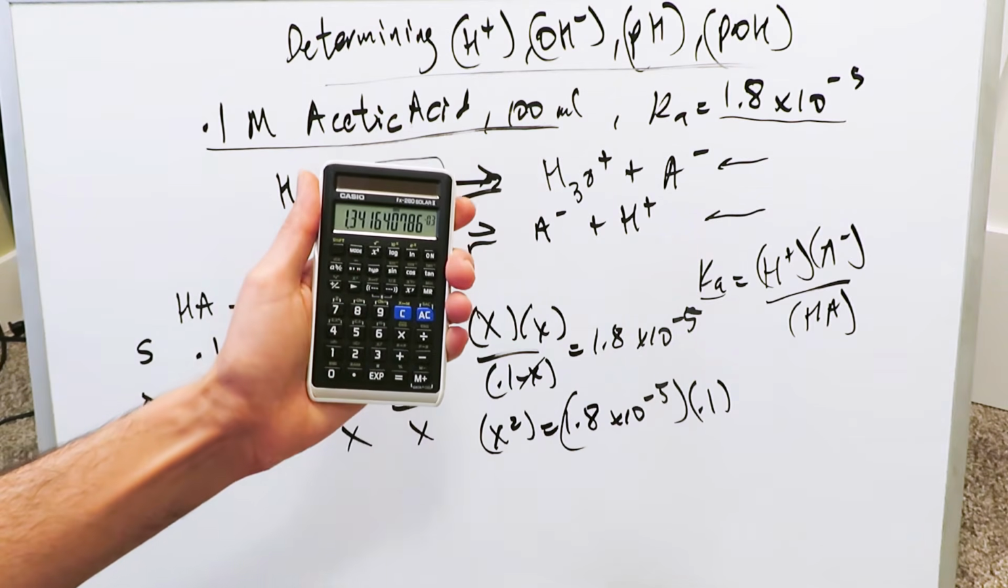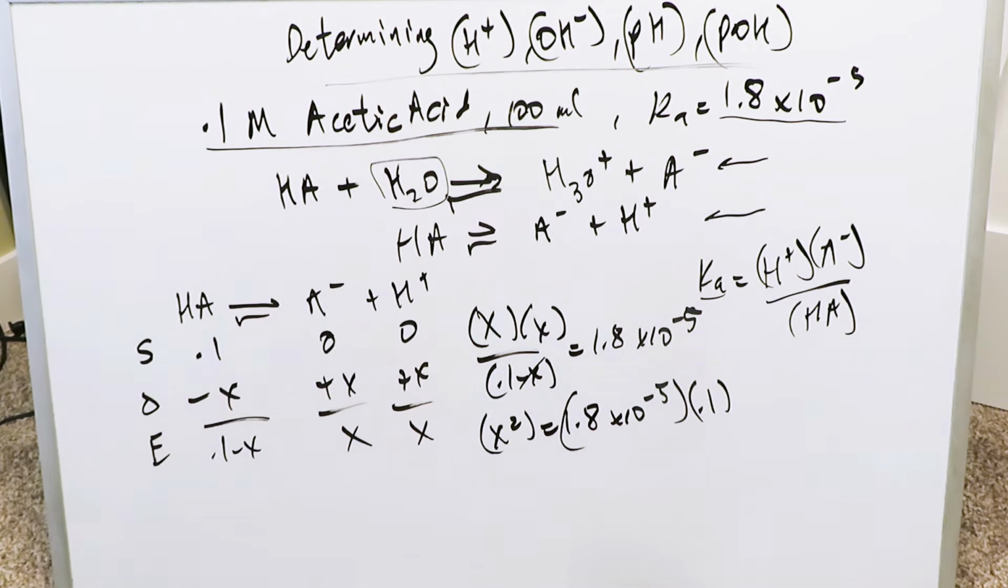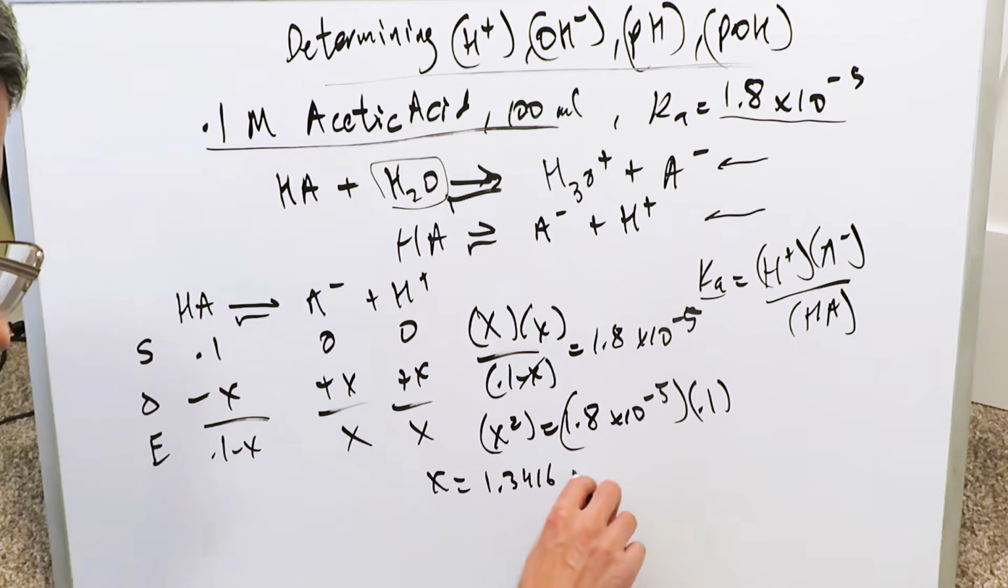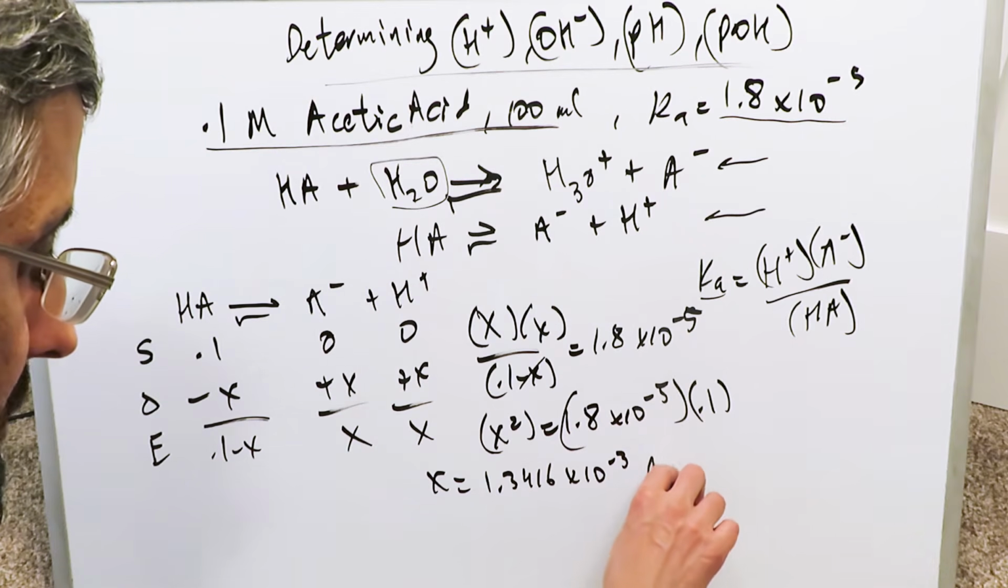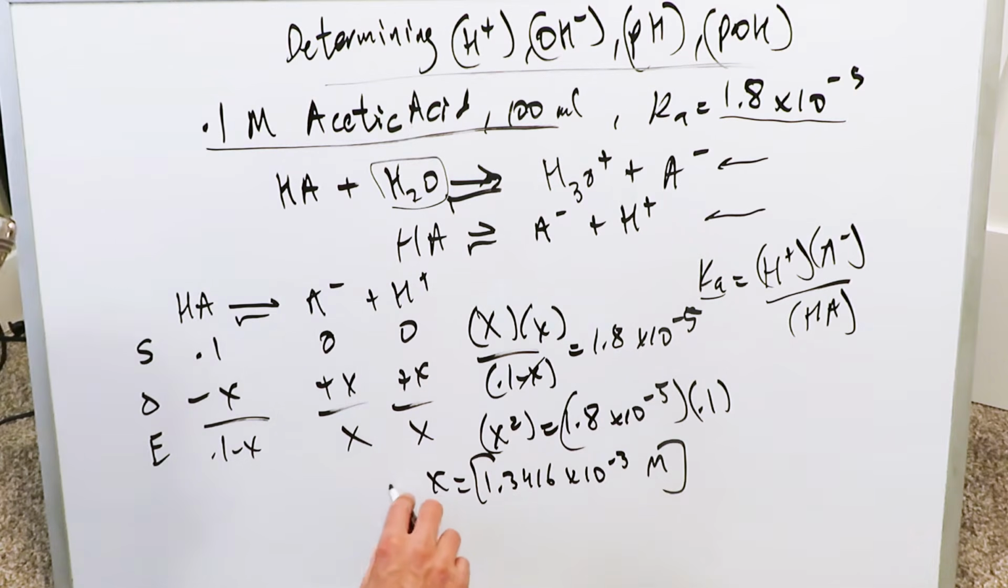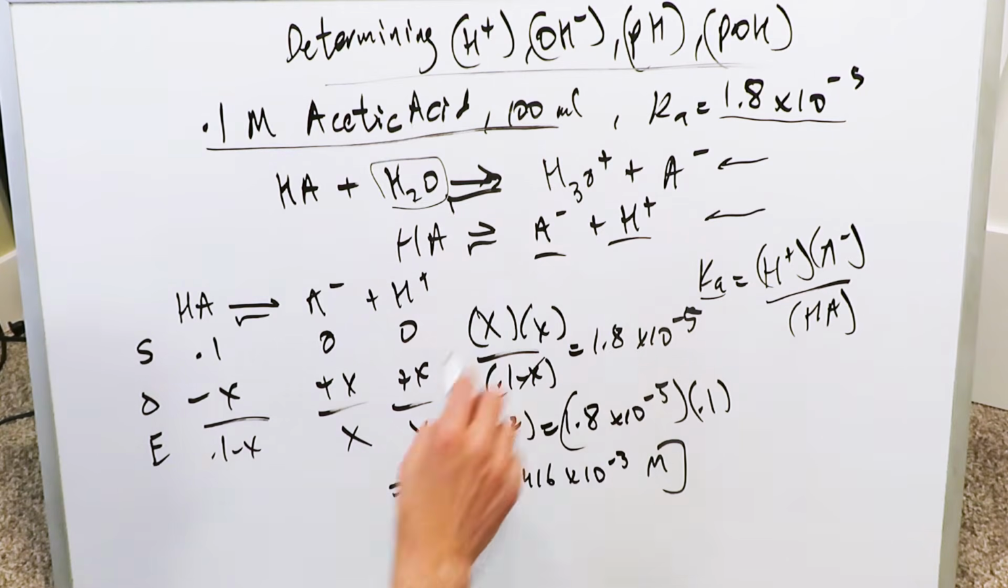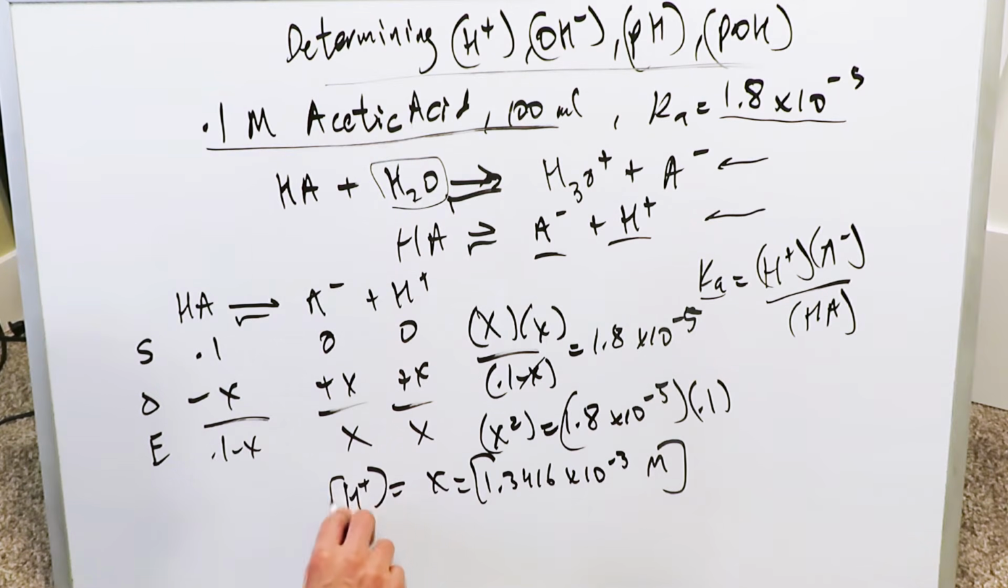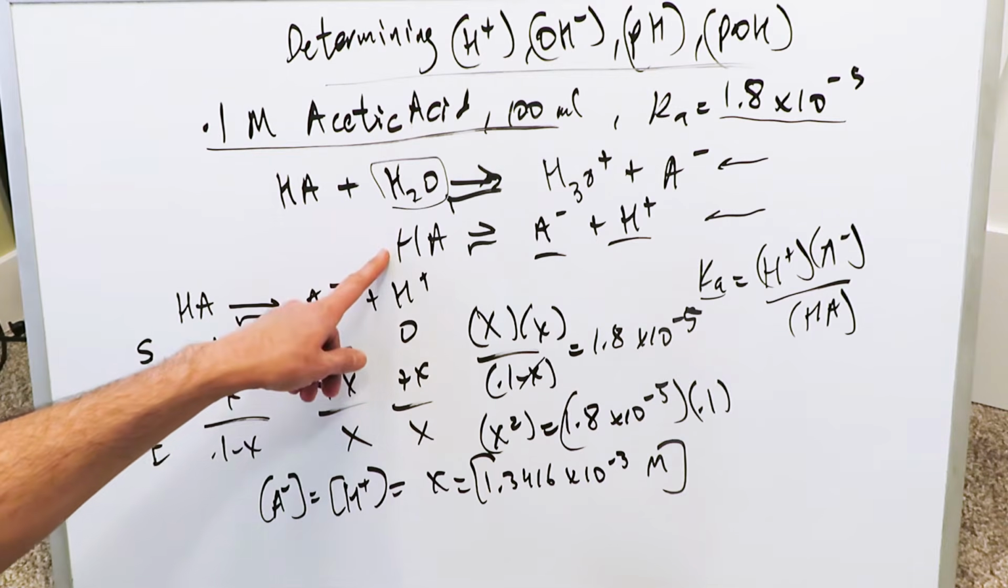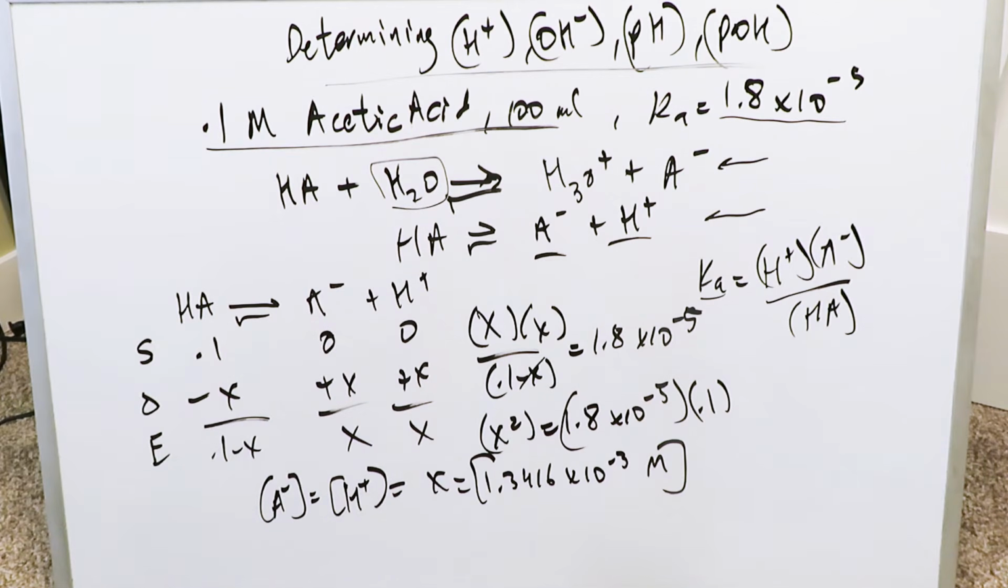When you square root it, you have 1.3416 times 10 to the minus 3. X is equal to 1.3416 times 10 to the minus 3 molars. But what does this X equal? It equals the concentration of H plus, and it equals the concentration of A minus. This A minus conjugate base is not the same as hydroxide. It isn't. It's the conjugate base that's developing from here. The hydroxide is indeed hydroxide.